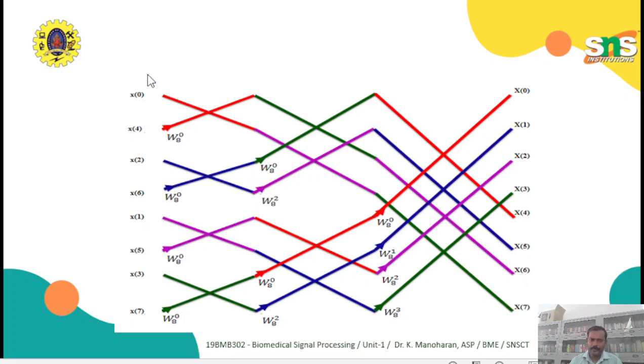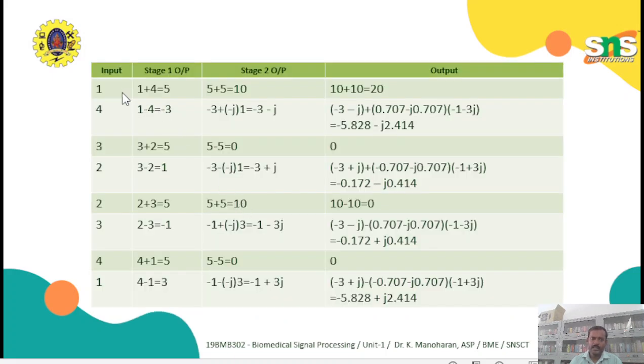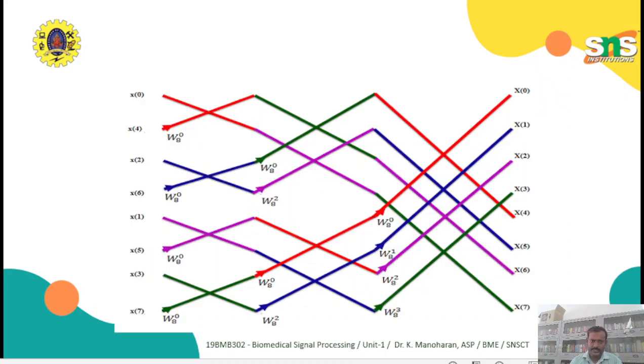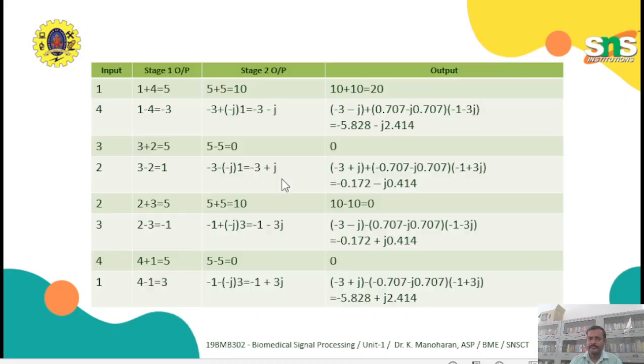Now we can feed the inputs. Actually the input is 1, 2, 3, 4, again 4, 3, 2, 1, but we need to feed it in bit reversal order. The first input is x of 0, the second input we feed as x of 4, then x of 2, then x of 6. The actual order is x of 0, x of 1, x of 2, x of 3, x of 4, x of 5, x of 6 and x of 7. In this order we need to feed the inputs, so it becomes 1, 4, 3, 2, 2, 3, 4 and then 1.